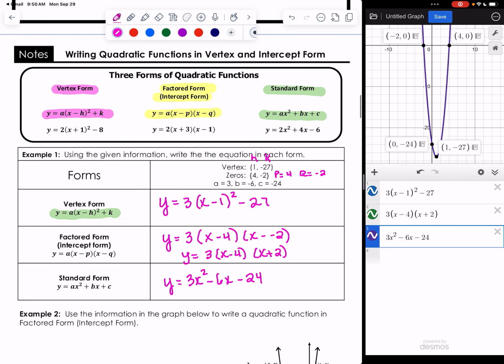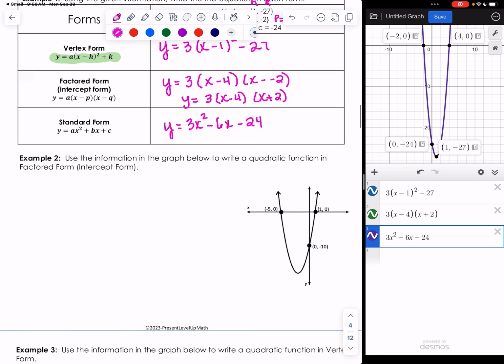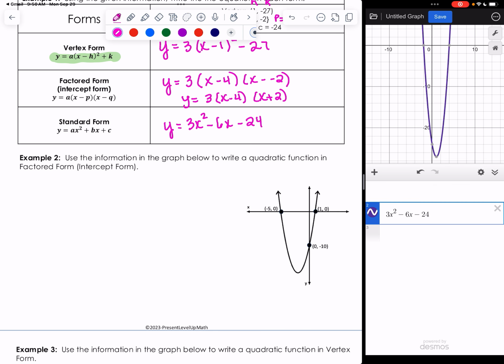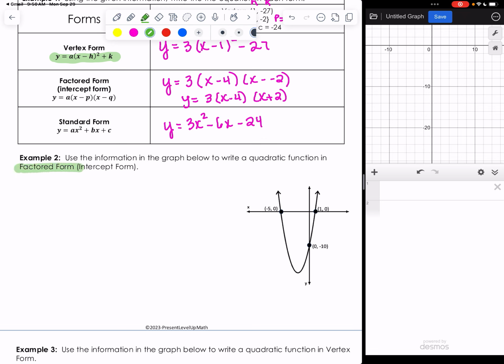All right. Now, in example 2, it says, use the information in the graph below to write a quadratic function in factored or intercept form. So first of all, let's write the equation for intercept form. It's y equals a times (x minus p) times (x minus q), where p and q are the zeros of the function. So I already know what the zeros of this function are. This can be p, and this can be q. So I've got the zeros.